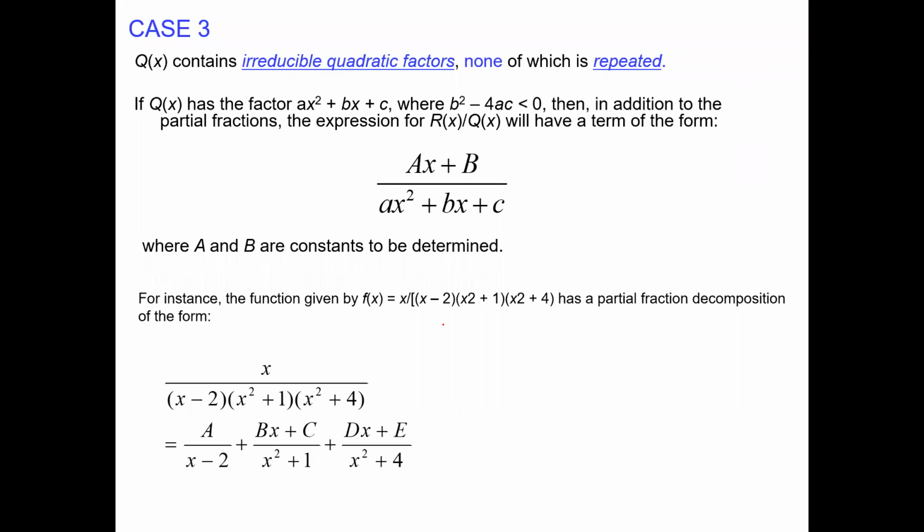Case 3, again, I'm just repeating the information: Q of x contains irreducible quadratic factors, none of which is repeated. Now the point is, how can we set up our potential partial fractions? We may look at this expression: x over x minus 1, x minus 2, x squared plus 1. We can see the irreducible quadratics: we can't factor x squared plus 1 further, and also x squared plus 4.